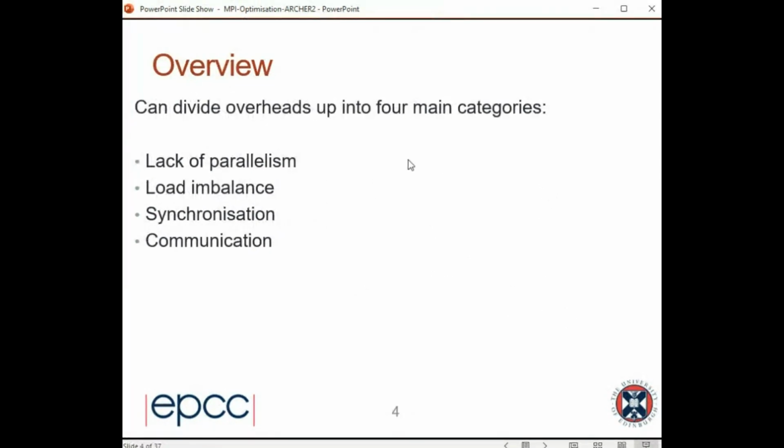We can divide up overheads into four main categories. So this is talking about optimizing. You've got an MPI program, and it isn't running as fast as you think it would. What are the issues? The overheads that make a parallel program go slower can typically be classified into four ways. Lack of parallelism, and this is Amdahl's law.